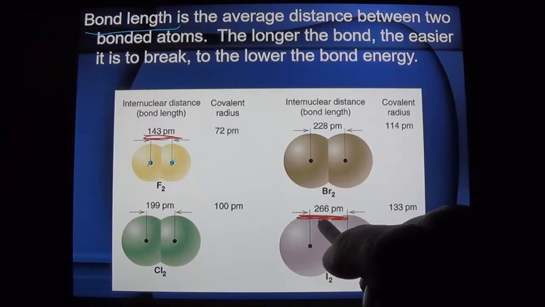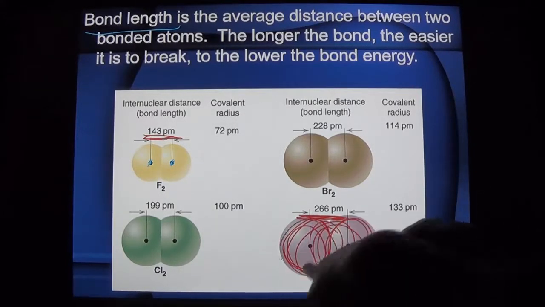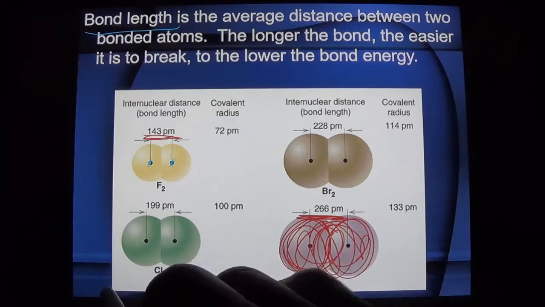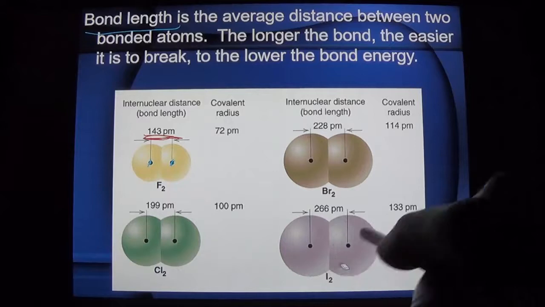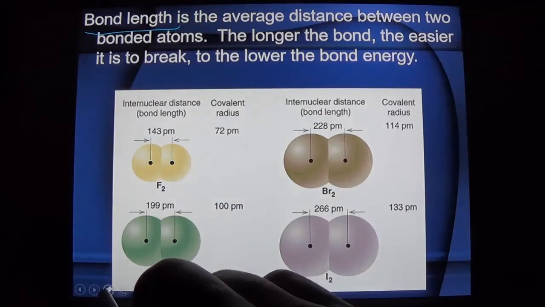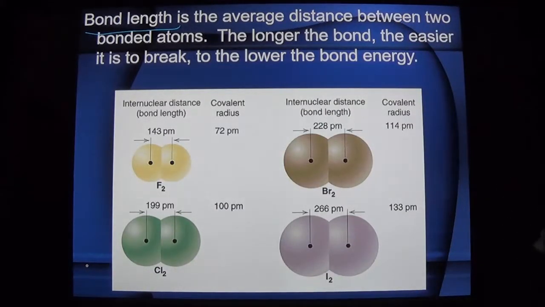Well, because of all the electrons in the electron cloud repelling each other on both sides, there's not the ability of those nuclei to get really close to each other. It just gets crowded in between, and they can't get all that close. So what's going to happen is we have a longer bond length. So this should not be a tough question. What seems easier to break?